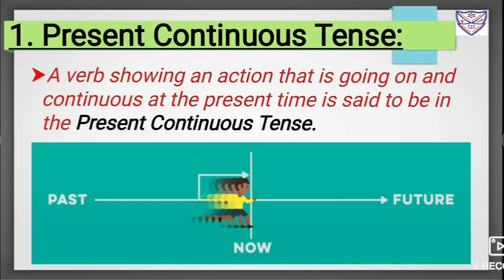Now let us start with the first form of the continuous tenses, that is present continuous tense. What is present continuous tense? A verb showing an action that is going on and continuous at the present time is said to be in the present continuous tense. So a verb which shows an action that is going on or continuous at the present time is said to be present continuous tense.